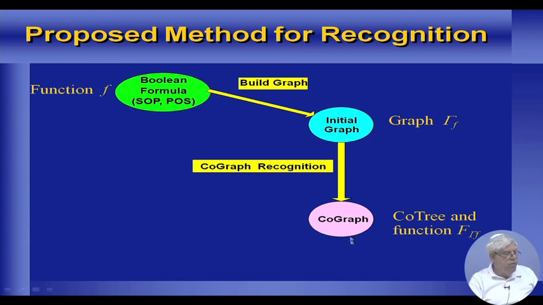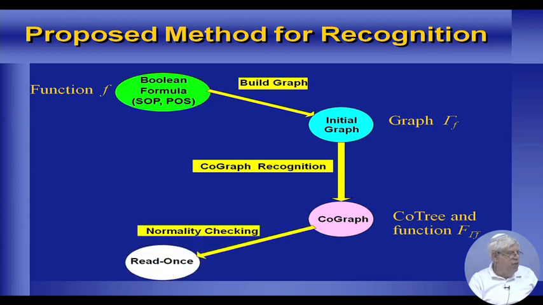Of course, if it failed to be a CoGraph, we quit and go home. If we succeed, we continue, we check normality. If it's not normal, we quit and go home. Otherwise, we declare it's read once, and the CoTree actually gives you the factored form.